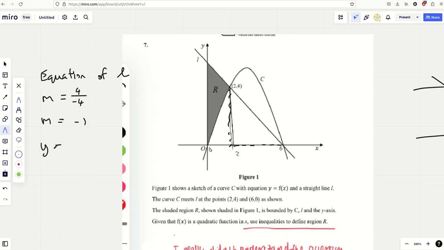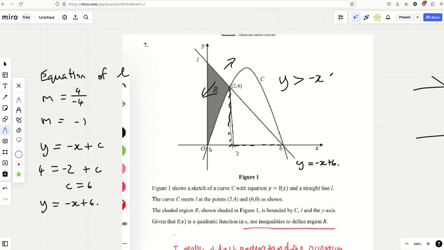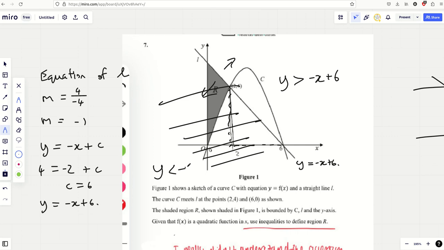And then I'm going to write it down like that, plug in a number, 2, 4 will do. 4 equals minus 2 plus c, and so c is 6, and so that equation must be y equals minus x add 6, yeah? Now we want to be on this side of the line, not that side of the line. This is y equals minus x add 6. On all points on this side of the line, y is actually bigger than minus x plus 6, and on all points on this side of the line, y is actually smaller than minus x add 6.